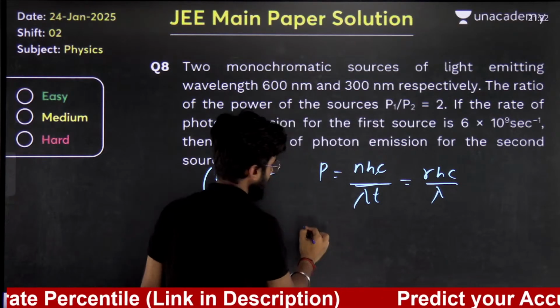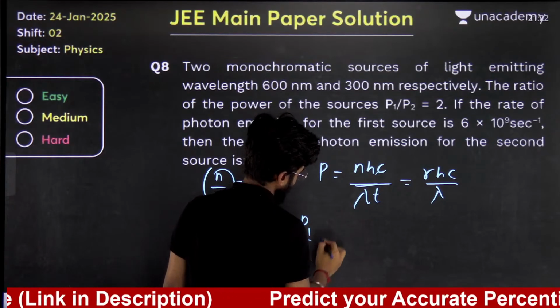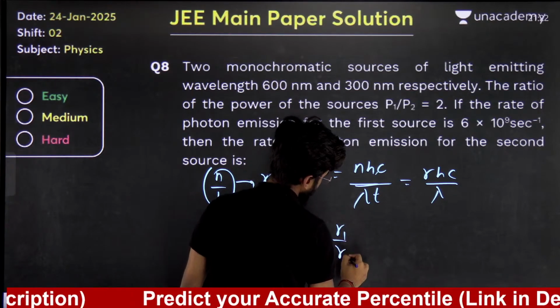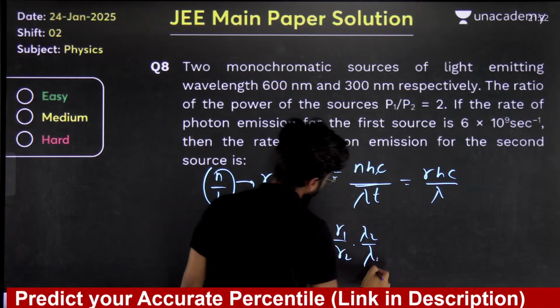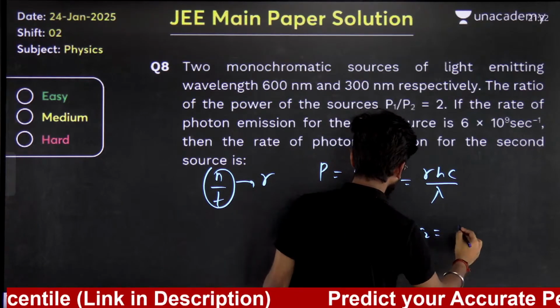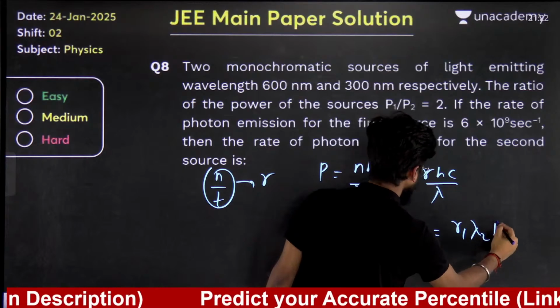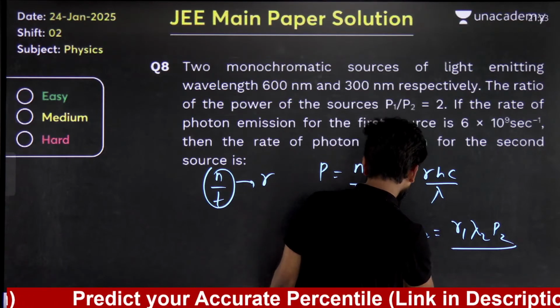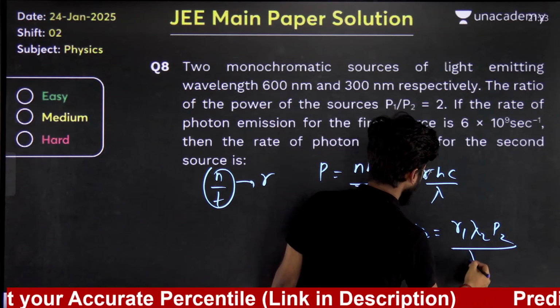So we can write here, P1 by P2 equals R1 by R2 into lambda 2 by lambda 1. We have to find R2. So R2 equals R1 lambda 2 into P2 divided by lambda 1 into P1.